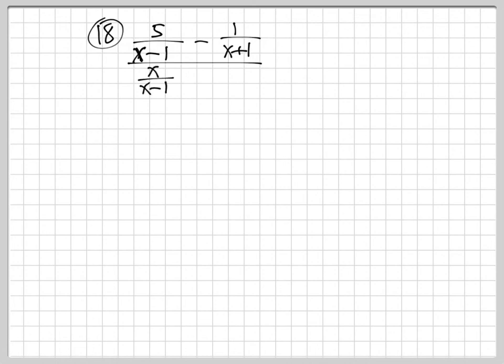Do you want us to practice what you just did with the factoring? I better move on. That's just the factoring we did before. So let's look at 18. 5 over x minus 1, minus 1 over x plus 1, all over x over x minus 1, plus 1 over x plus 1.